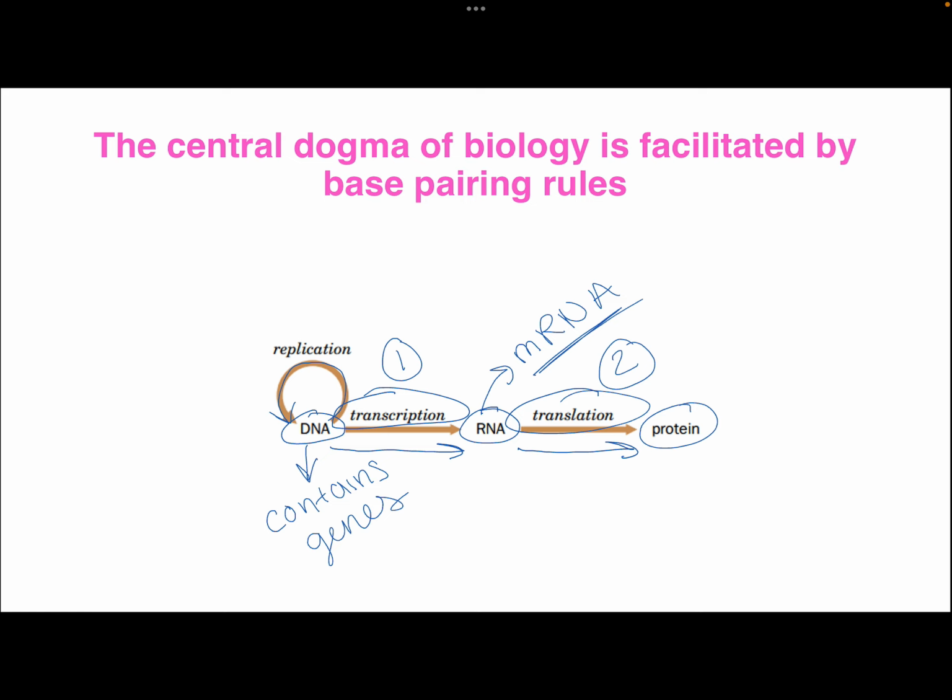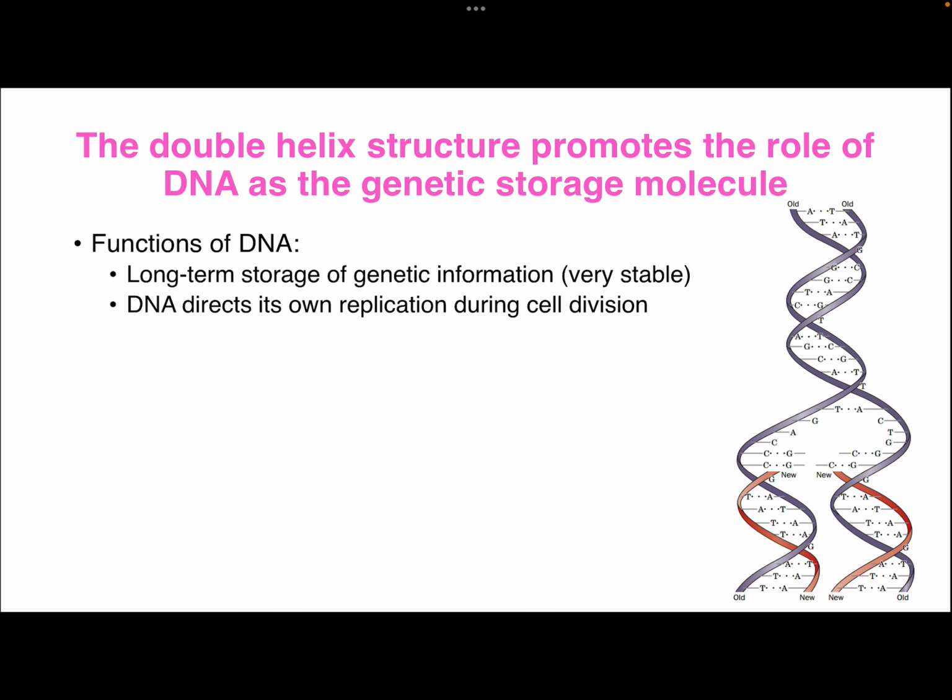And the key idea here is that all three of these processes are driven by the same thing. They're all directed by our base pairing rules, which determine which base pairs are complementary to each other. So let's look at this in a little bit more detail. So we know that the main function of DNA is to act as a long-term storage molecule for the genetic information and to be very stable.